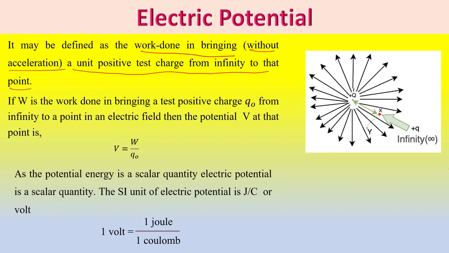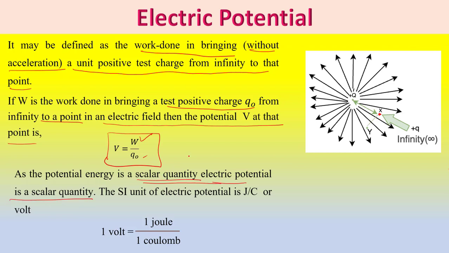Now if W is the work done in bringing a test charge Q naught from infinity to a point in an electric field, then potential V at that point by definition can be given by V is equal to work done divided by charge Q naught. So electric potential is a scalar quantity. Keep in mind, E, intensity of electric field or electric field, is a vector quantity.